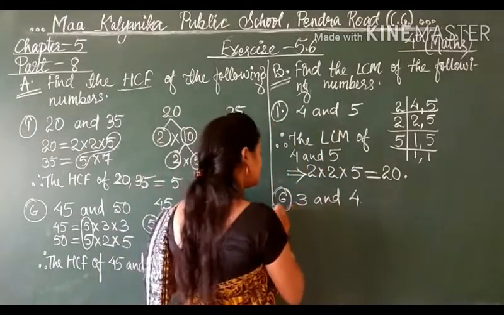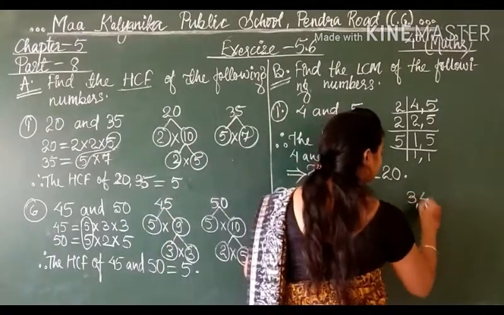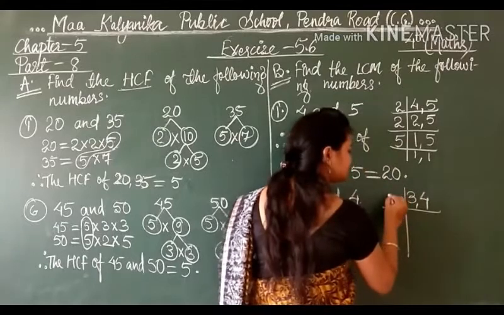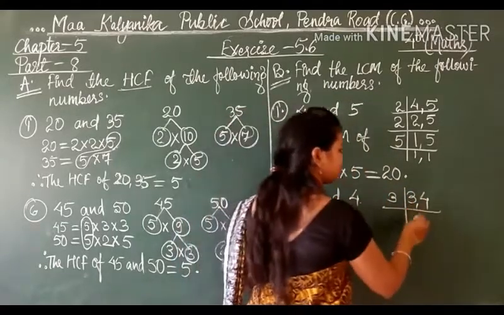Now students, here 3 and 4 are there. So let us take 3 and 4. So see students, 3 cannot divide 4, but 3 can divide 3.